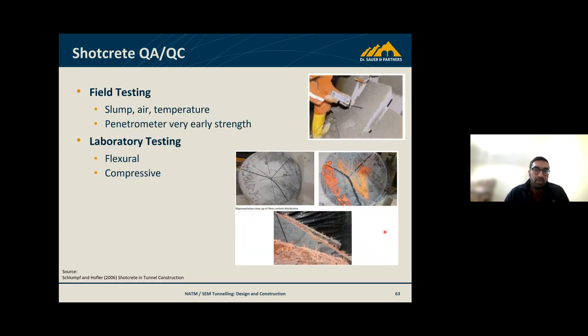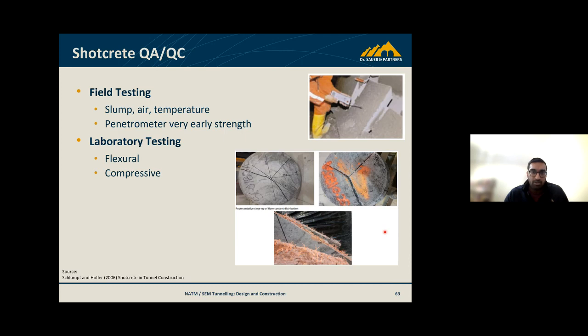There is rigorous QA/QC as you're applying that shotcrete. It needs to be tested. Slump, air, temperature, and penetrometer tests are done for an early indication of the strength, especially if you need man access to a certain area which has been sprayed with shotcrete. And then further to that, lab testing is done for structural and compressive strengths on a long-term basis to achieve the 28-day strength, for example, or other design milestones.